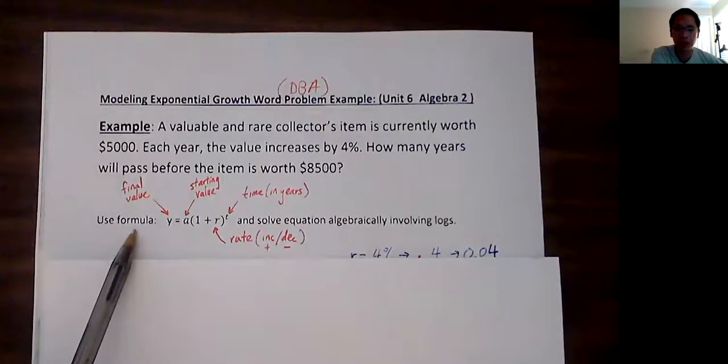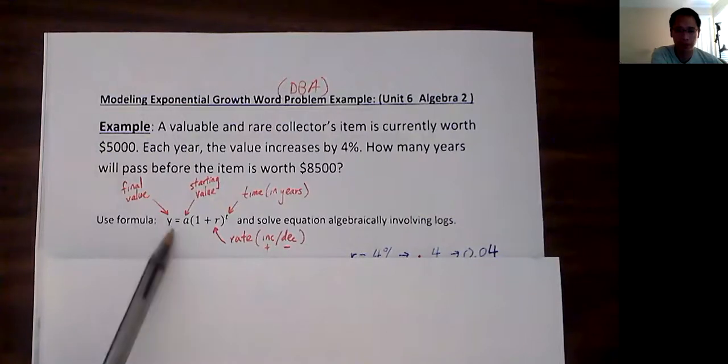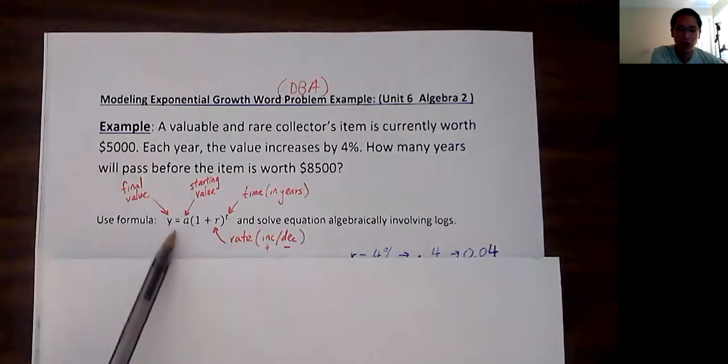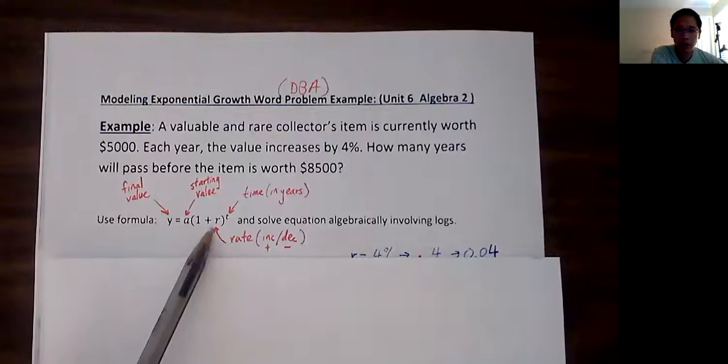And let me just go through the different parts of this formula. We have y equals a times 1 plus r raised to the t. We'll let y represent the final value. Okay, a represents the initial or the starting value of the item. R represents the rate at which the value is either increasing or decreasing.